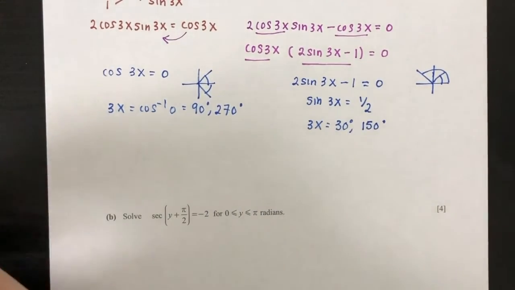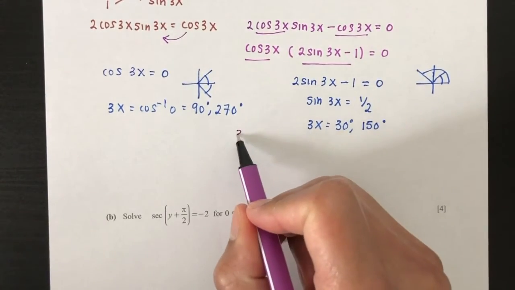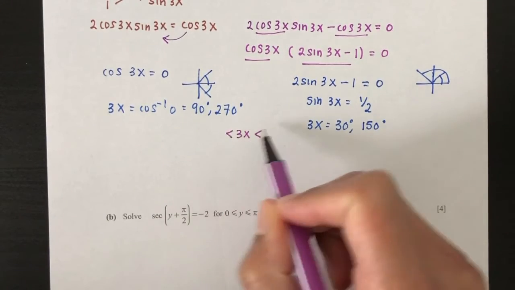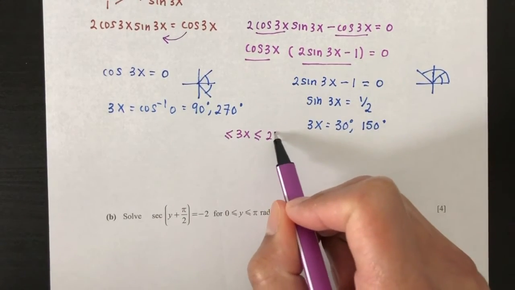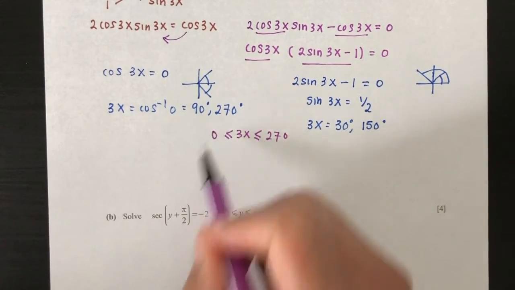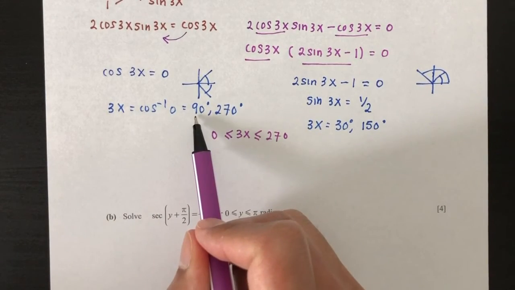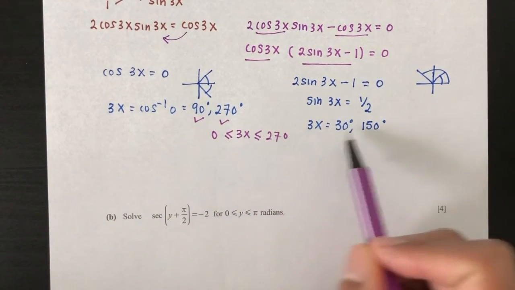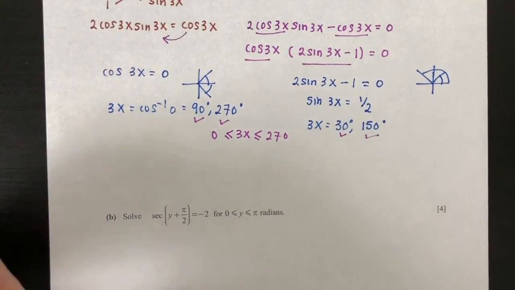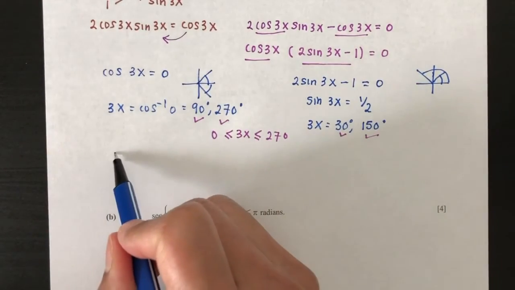So we know that the domain here is 3x is between 0 and 270. So let's check. 3x is 90, good. 270, good. 30 and 150. That is good to know. Now, here we have to find the value of x.